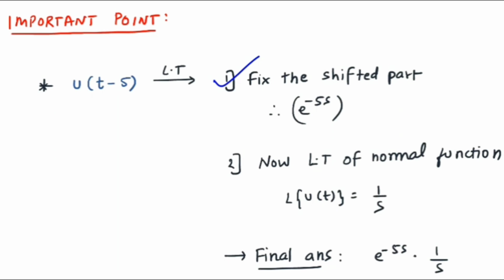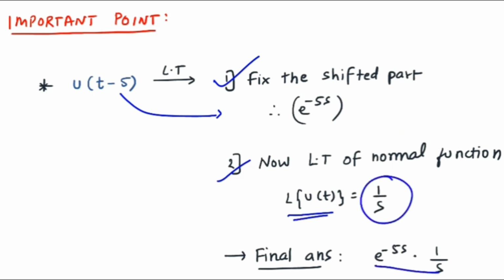Moving to the second part. Once the time is fixed, then you have to take the normal Laplace. So Laplace of u of t would be 1 over s. Multiply 1 and 2, the final answer would be e raised to minus phi s into 1 over s. Taking one more example, let's say if it was u of t plus 7, the Laplace of that would be, first I will take the shifted part and fix that, so e raised to plus 7s into Laplace of u of t, which is 1 over s. So this is the final answer.